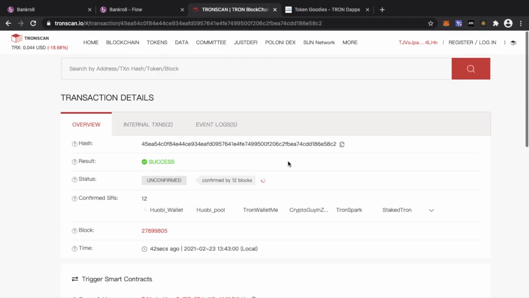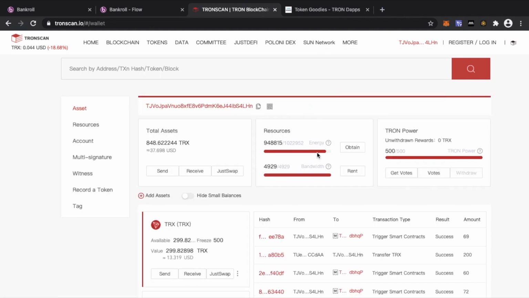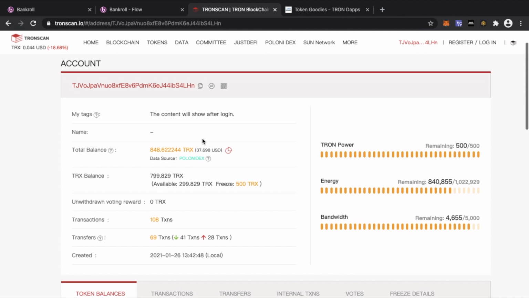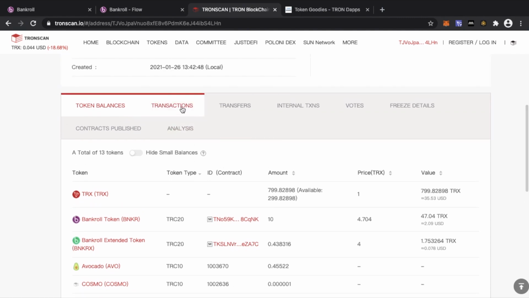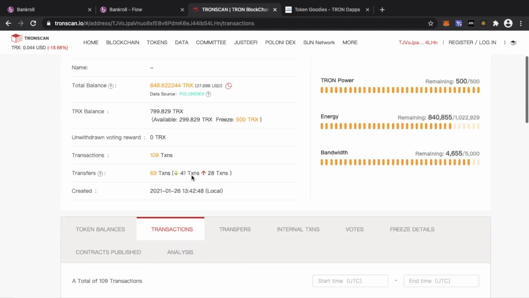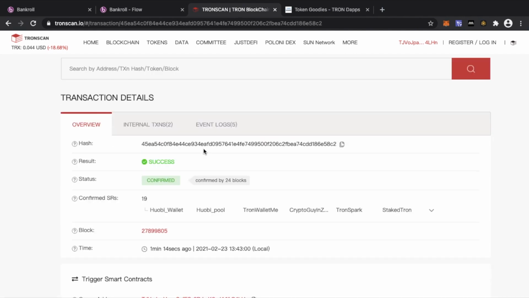So 112,000 energy. And if I go back to my account, you will see that my resources have decreased by that amount. So if I go to resources, let me go into energy. Yep. So energy remaining is 840,000 out of a possible 1 million energy. So it just shows you for every action, there is an energy cost. Energy used to be very cheap. Energy is now almost 350% more expensive than it used to be.